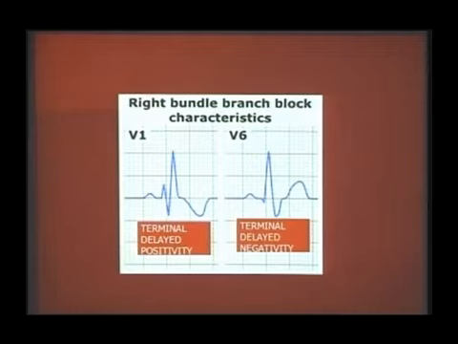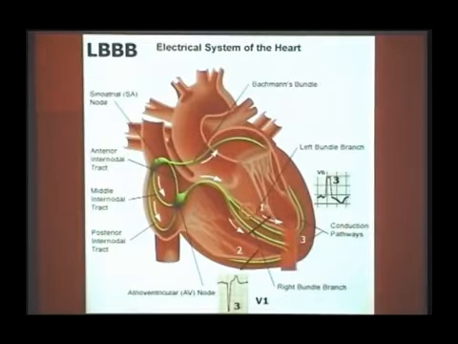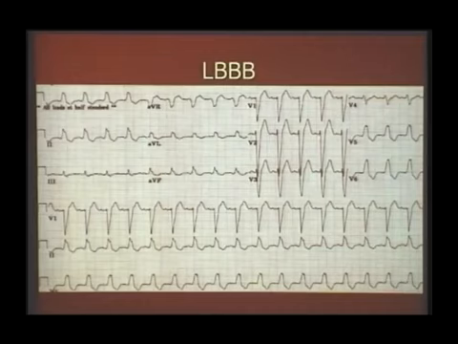Similarly for this you can see that here. Where was the terminal positivity? In right sided lead. So it's a right bundle branch block. It's so easy to diagnose, provided you understand the concepts of how the impulses are going in left bundle branch block.